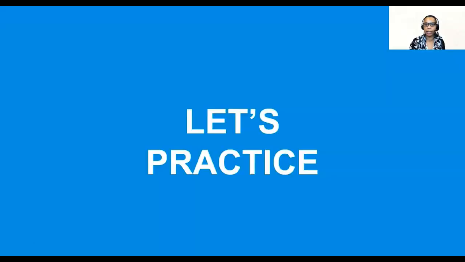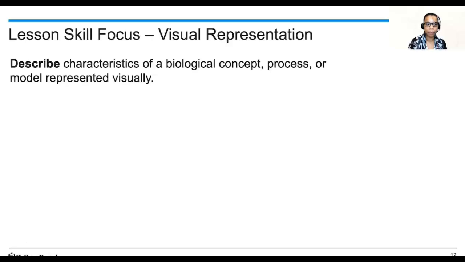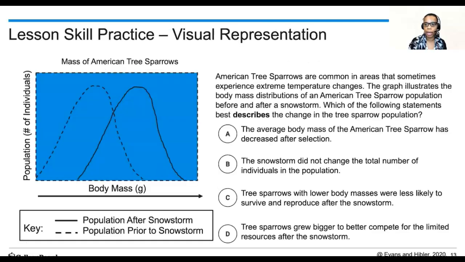Let's go ahead and practice. The lesson skill focus is visual representation. Describe characteristics of a biological concept, process, or model represented visually. So go ahead and pause your video here. Please make sure you look at the diagram, read the labels, read the question, and then select the best answer.